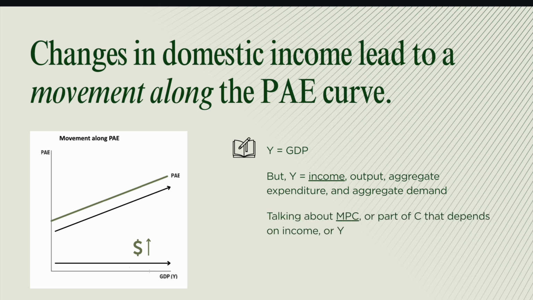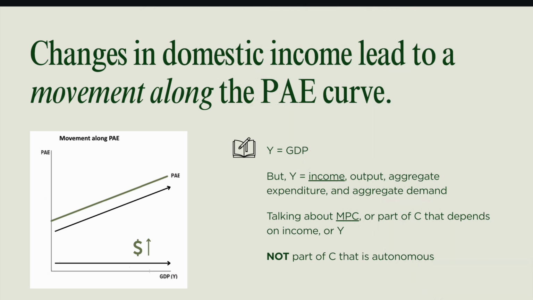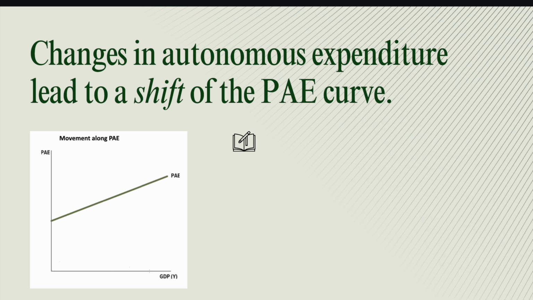To avoid confusion later on, it is important to remember that when we are talking about the slope of the pay curve, or this line right here, we are talking about the marginal propensity to consume, or the part of consumption that is dependent on income, not the part of consumption that is autonomous, which we will discuss more in the next slide.